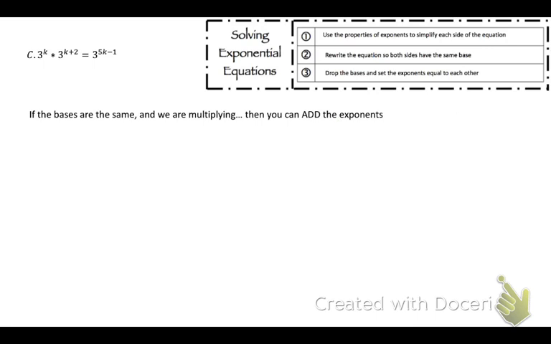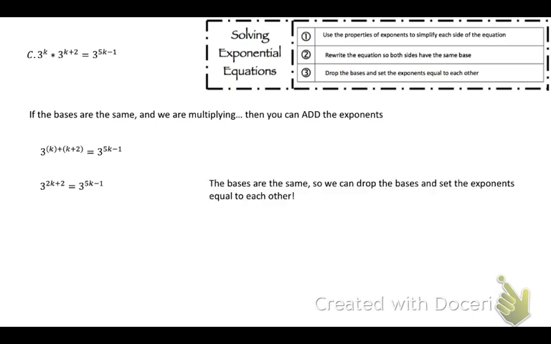Okay? So, how do you solve for x out of this? We have 3 to the k times 3 to the k plus 2 equals 3 to the 5k minus 1. Well, let's just add those exponents up on the left. So we have k plus 2, which is 3 to the 2k plus 2 equals 3 to the 5k minus 1. Same bases, let's drop them. So we have 2k plus 2 equals 5k minus 1. Subtract that 5k, subtract the 2, so you get negative 3k equals negative 3, which means k equals 1.